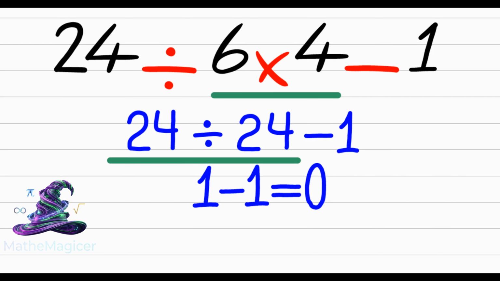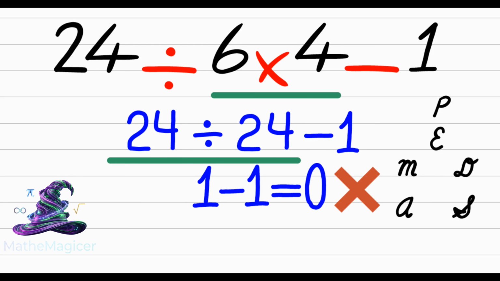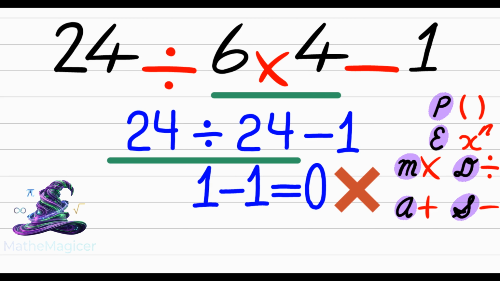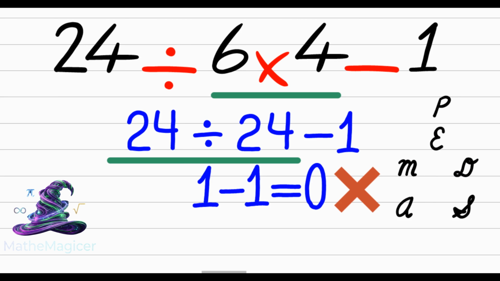But this answer is not correct, because according to the order of operations, which is PEMDAS, P stands for parentheses, E stands for exponents, M and D stand for multiplication and division, and A and S stand for addition and subtraction. First, we have to do parentheses, then exponents, then multiplication or division, and finally, addition or subtraction.